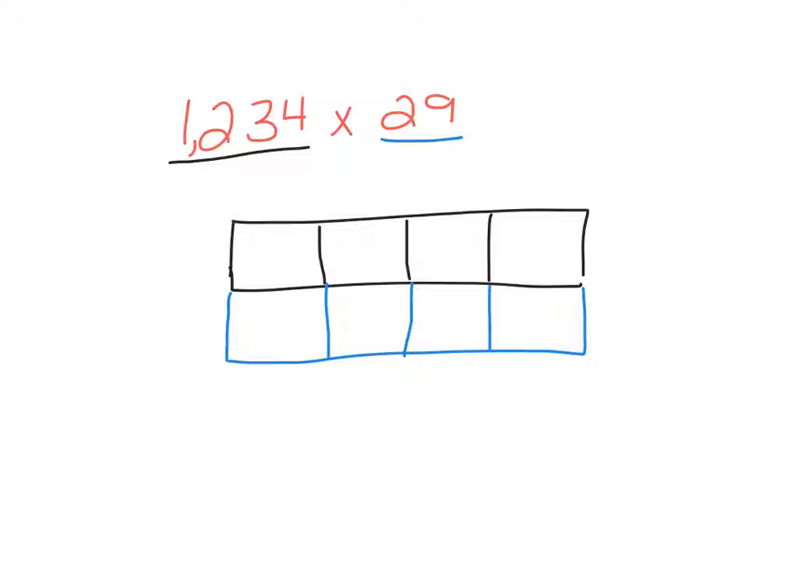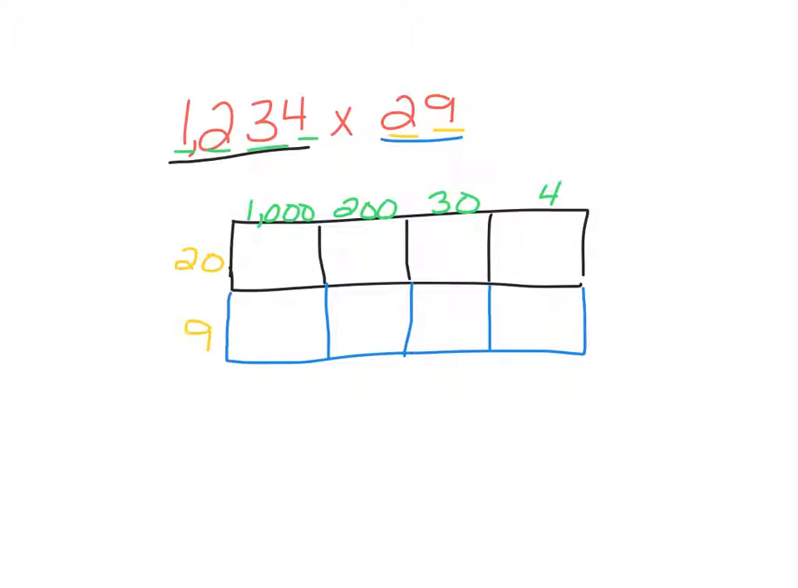So let's write our second number here. Our first digit is a 2, and that is in the tens place, so that means 20. Our second digit is a 9, so that's going to go here. Let's look at our first number. This means 1,000. This one means 200. This one means 30, and this one means 4.